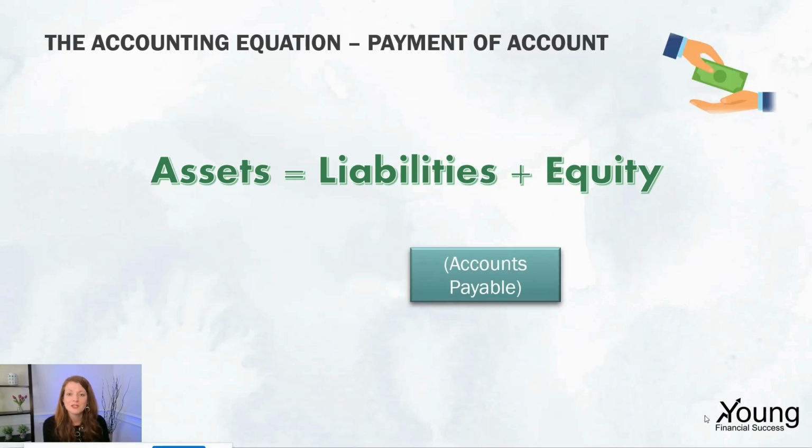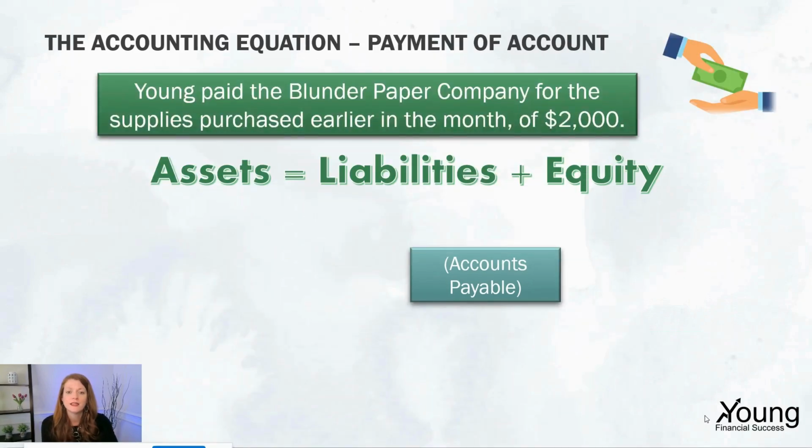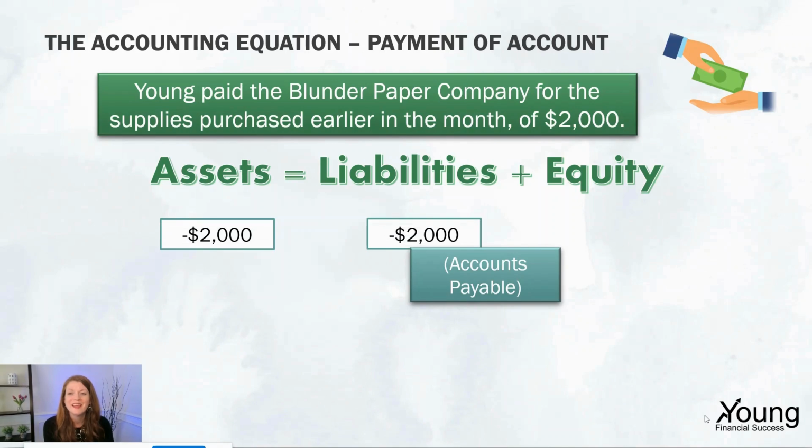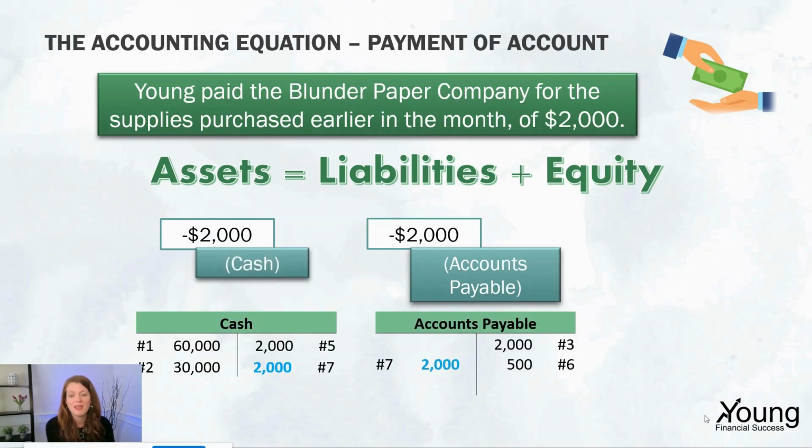All right, last transaction we're going to look at here, and I did it again. I left accounts payable up there. So Young paid the Blunder Company, paper company, for the supplies purchased earlier in the month of $2,000. So they're paying them, so cash is going out, and we're decreasing our accounts payable. So we've got cash leaving, but we are debiting accounts payable because it's a liability. It has a normal credit balance. We are going to debit it so we can decrease it. So we're showing, hey, we don't owe as much in accounts payable as we previously did.